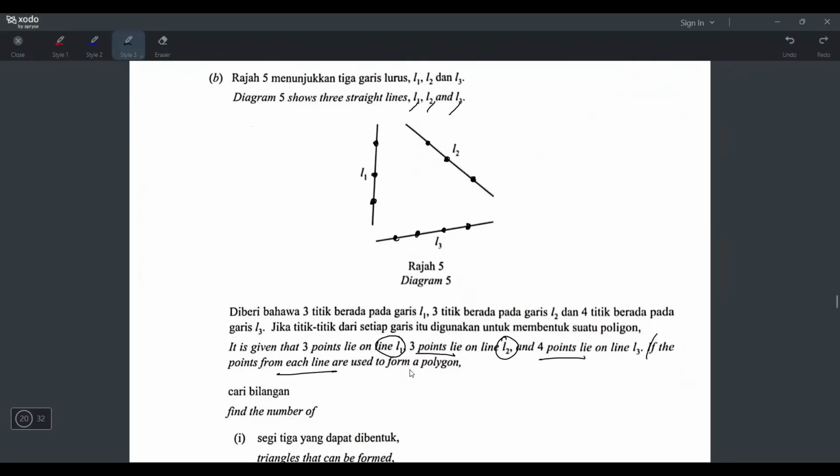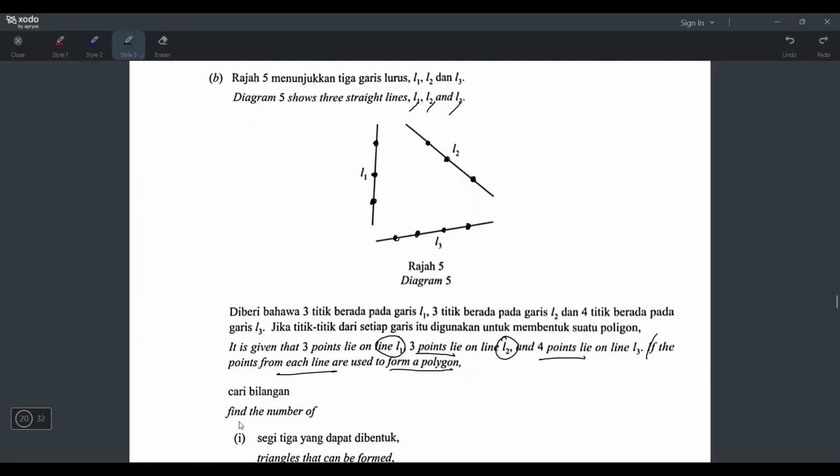If the points from each line are used to form a polygon, what's the meaning? It means all these lines have to be used, because they said points from each line are used to form a polygon. So I'll just draw an example lah. If I use each point from each line, I will end up getting three dots and I'll form a triangle like that. But you cannot join like that. Why cannot join like that? Because they already said points from each line are used to form a polygon. So if you do like that, you can see you missed out the L3 line. And they said you have to use each and every line. Each line means you have to use all three lines.